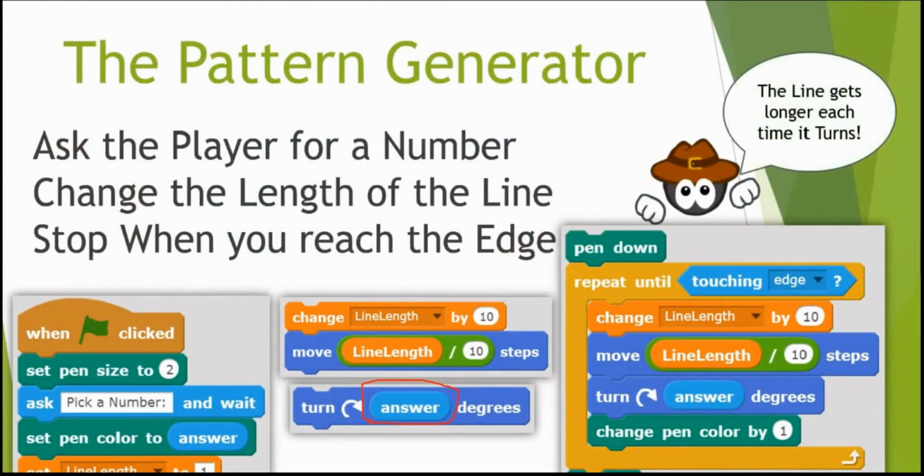And I hope everybody can see that because we're using an operator to make the line length get divided by 10, we can see that the line length actually gets longer each time it turns. So each time we do the repeat, the line length increases and it gets longer.